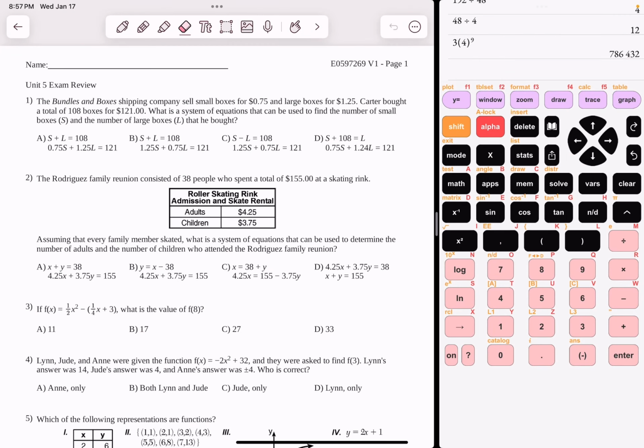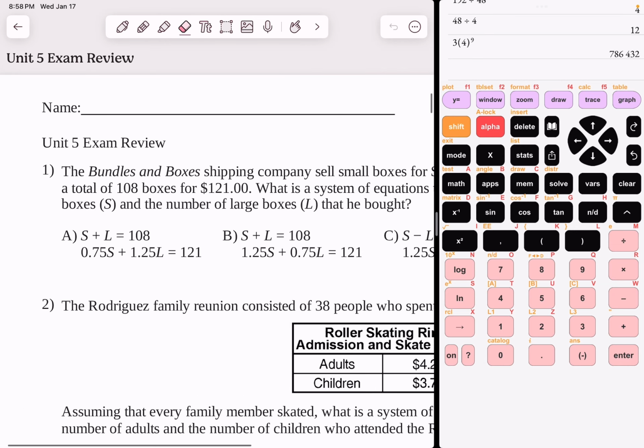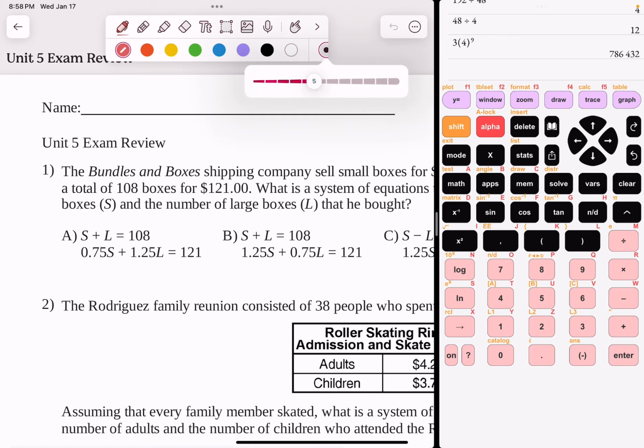All right, as we get ready to close up Unit 5, we're going to do a final review for our test. So let's look at this.